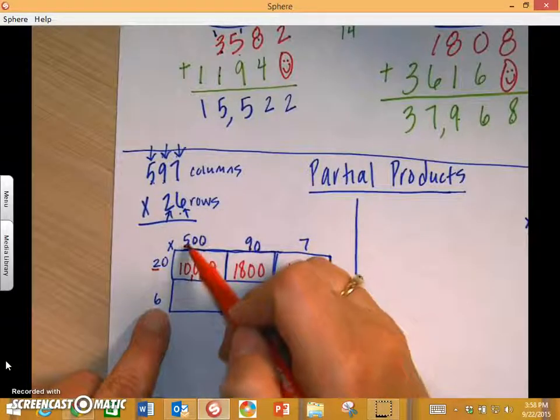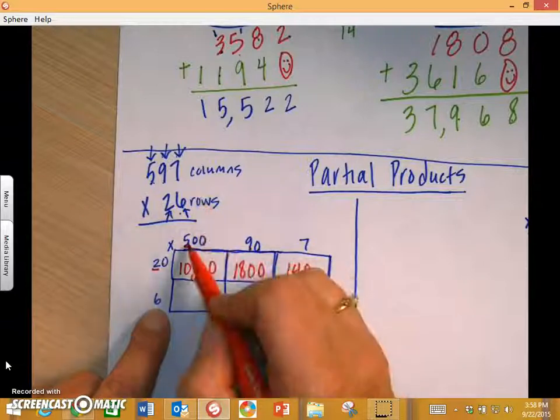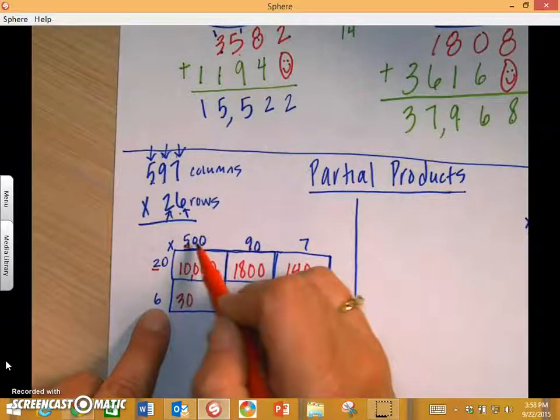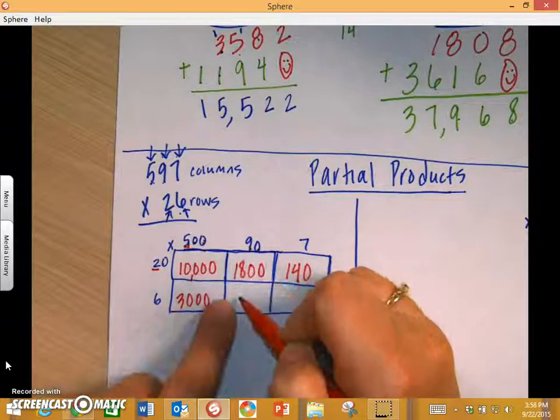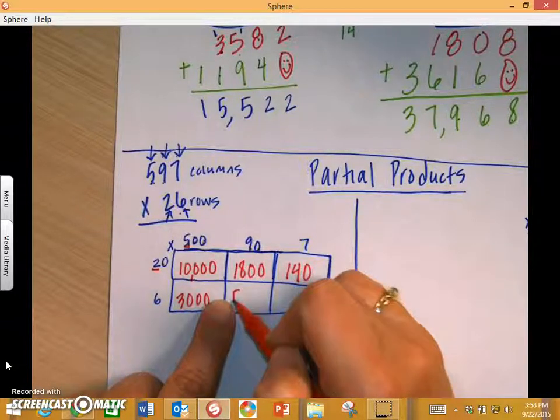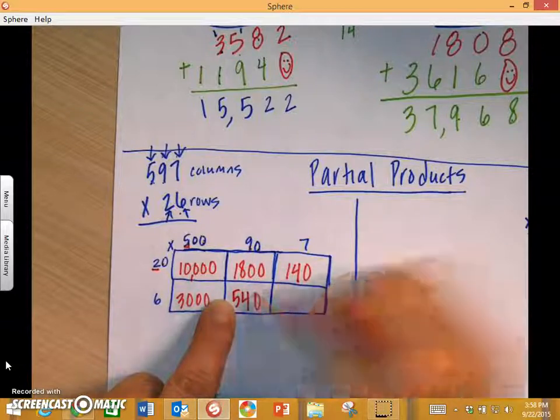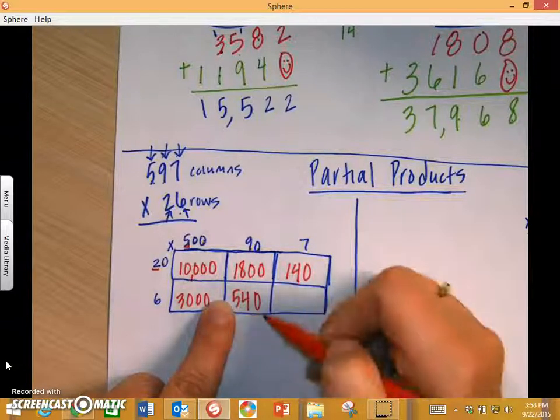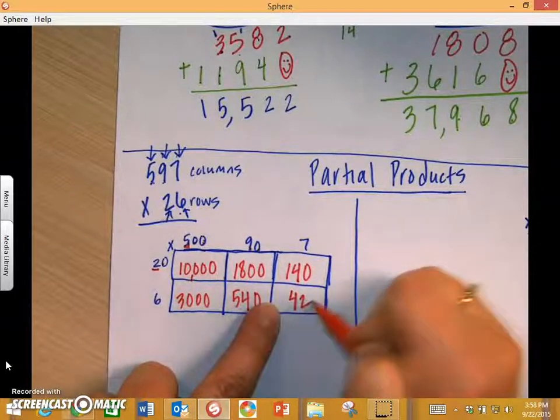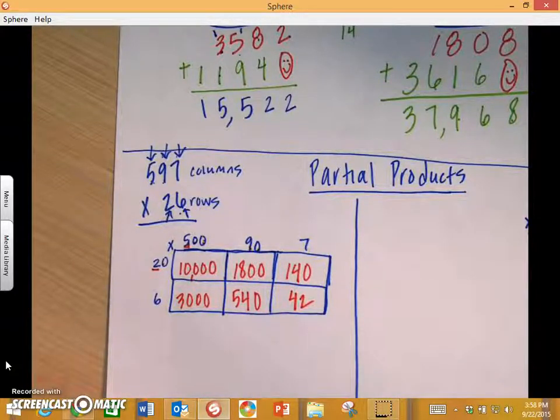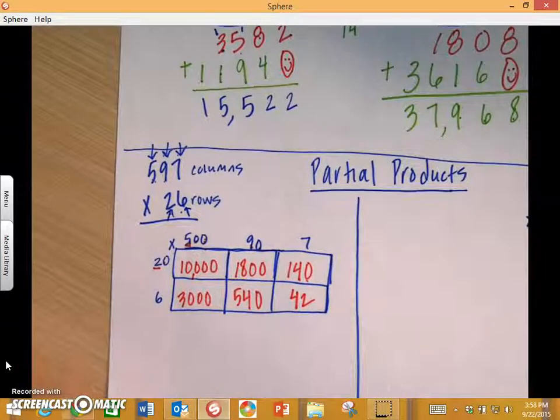Let's go to the bottom. 500 times 6, well, 5 times 6 is 30. There's 2 zeros. This is 90 times 6, well, 9 times 6 is 54, and we have 1 zero. So 90 times 6 is 540. 7 times 6 is 42. Now we've got every answer filled in a box.